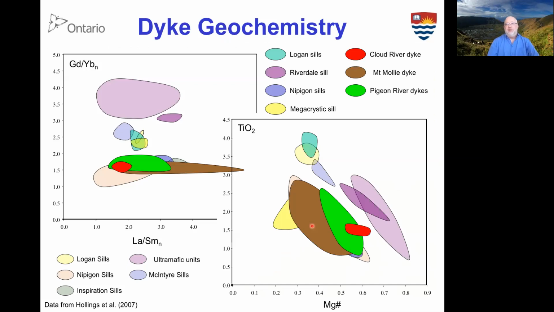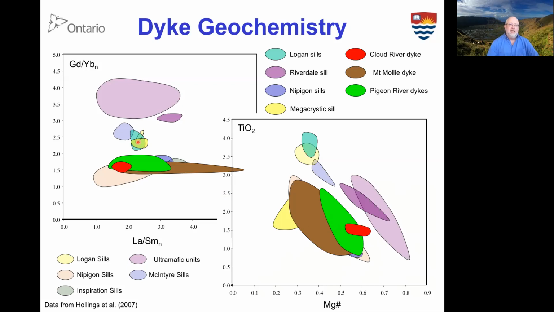The chemistry of those dikes is a little interesting. The Pigeon River dikes, which are plotting down here, are geochemically similar to the Nipigon sills. If you remember, the Nipigon sills are those ones far to the north. They're not similar to the Logan sills, which is the ones they intrude into. So they're not acting as the feeder dikes to the Logan sills. In all our work down there, we found only 1 dike with Logan sill geochemistry, and that's a single dike about 0.5 meter wide.